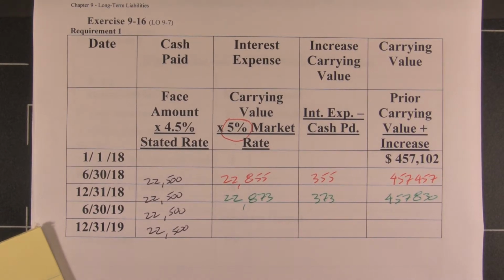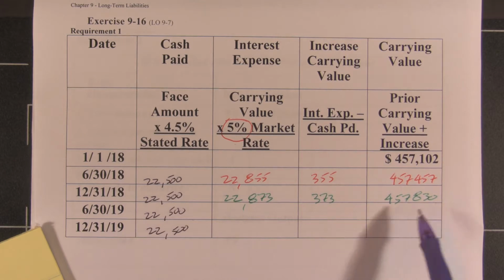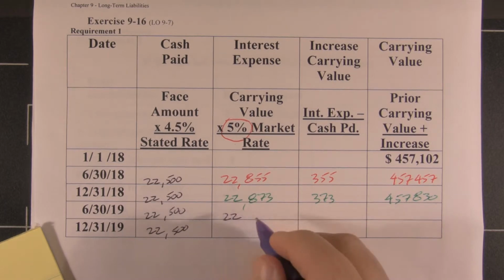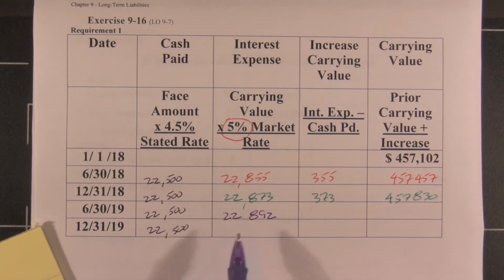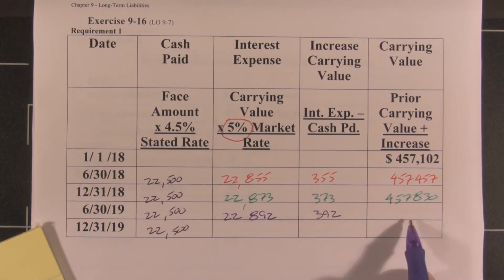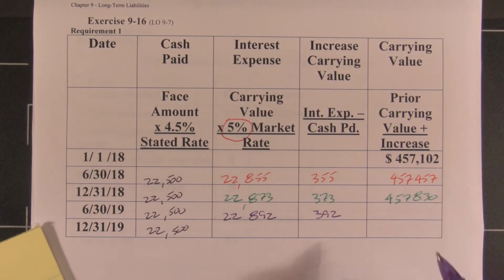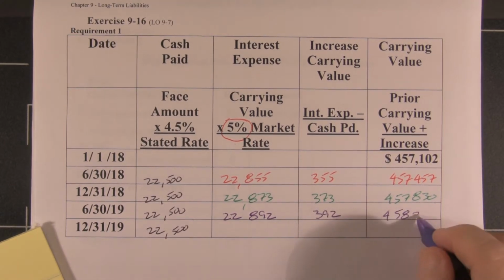Well, time flies when you're having fun. Here we are 6 months later. The next interest payment, again we're going to pay $22,500. Again, we need to take 5% of the carrying value to determine what the interest should have been, and that's $22,892. The difference between them is $392. That difference gets added to the carrying value of the bond, and it becomes $458,222.